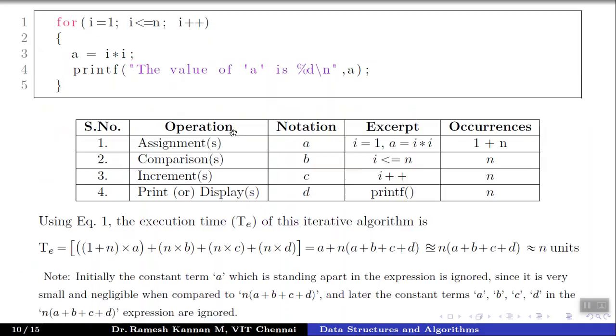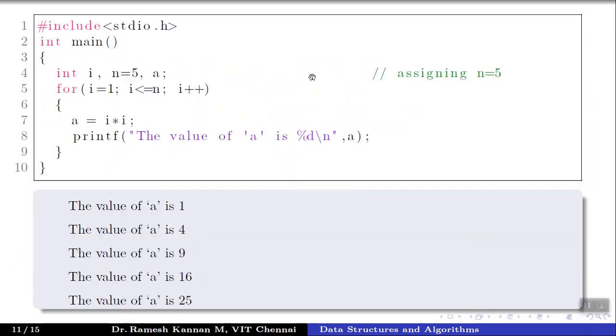So let's take a look at that. We'll assign n equals 5. In this case, we are assigning n is equal to 5. So when I assign n equals 5 and run this particular program, you can see it runs for 5 times. Like the output is visualized here, and you can see it is executed for 5 times.